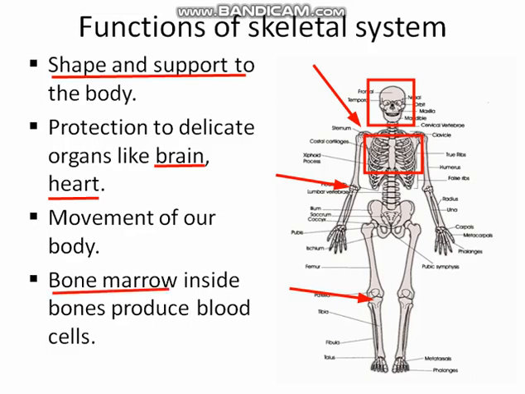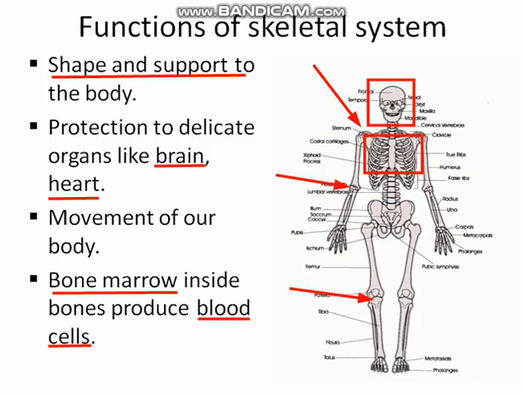Another important function is production of blood cells. Blood cells, that means red blood cells and white blood cells, are actually formed inside these bones. Inside these bones, there is a soft material which is called bone marrow, and this bone marrow actually produces blood cells, that's RBCs and WBCs. So this is another important function of our skeletal system.